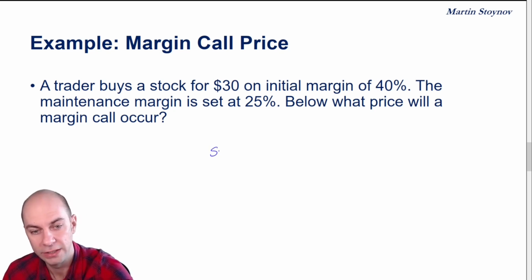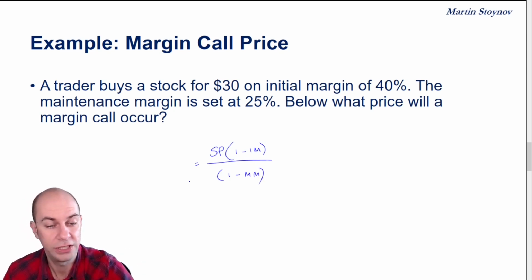So you're going to take the share price, you're going to subtract 1 minus the initial margin, you're going to divide by 1 minus the maintenance margin, okay? And this will be essentially the share price at which you get the margin call price. Okay, what should we call that?